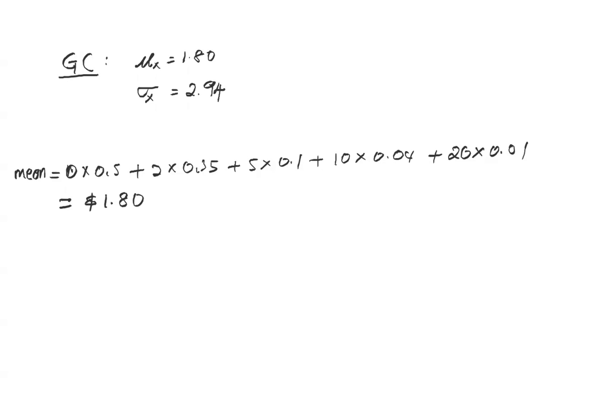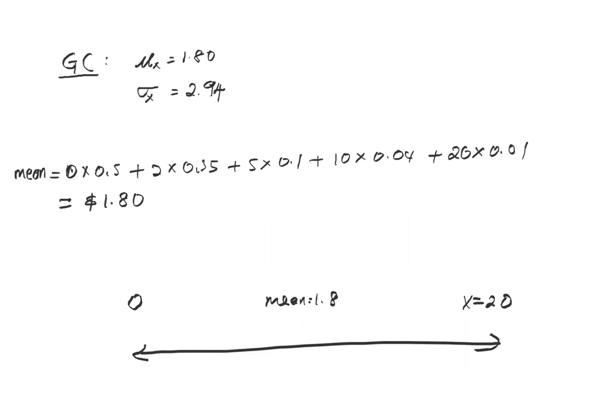The spread of the data from the mean is very high because we have the highest value of X as 20. The mean is 1.8. Correct? The lowest is 0. So you see the spread of the data is very big, very far away from the mean. That's why you have such a high standard deviation.